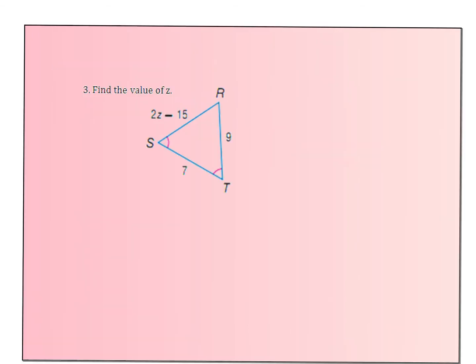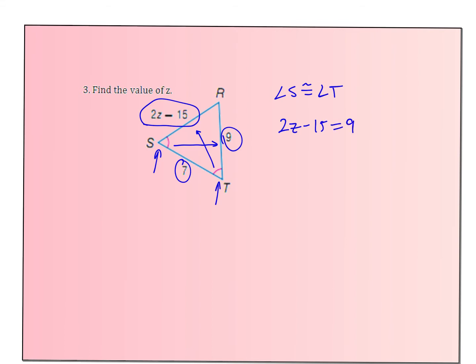So here, a little bit different look. This one's 7, this one's 9, this one is 2z minus 15. Now be wary here, because this says T and S are congruent. Okay, so angle S is congruent to angle T. So that means I'm going across and across. So I want 2z minus 15 equal to 9.